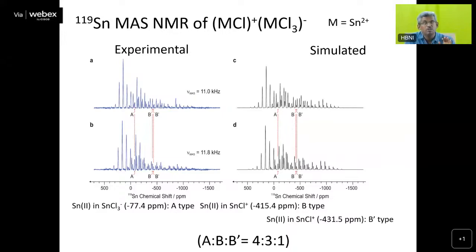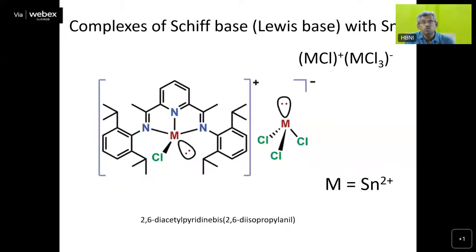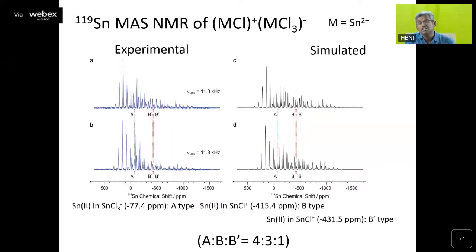In solution, probably we will get only two signals because one is for this tin and another is for this tin. But crystallographically, there are three tins possible. And that is why we get one more signal that is called the B type, that is SN2, again SN2 only in this structure. So this is a monoclinic crystal system.